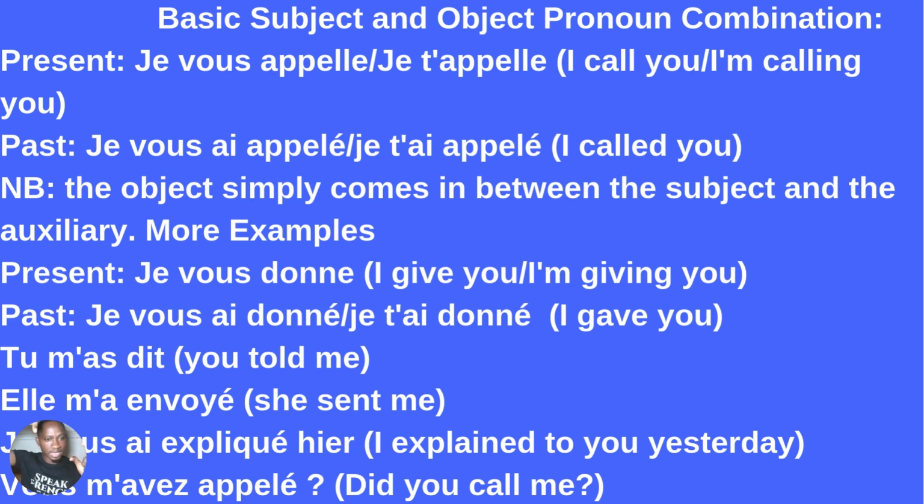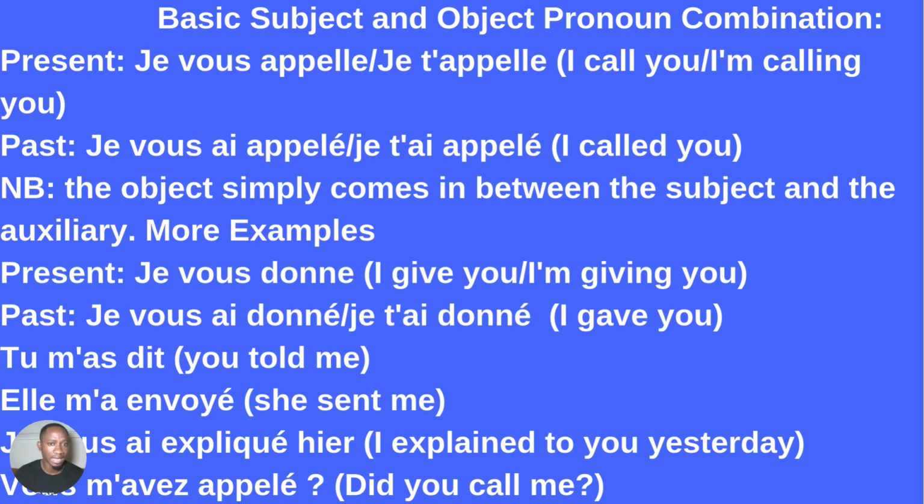So again, the object in between the subject and the verb, je te ai appelé becomes what? Je t'ai appelé. Je vous ai appelé. Je vous ai donné, I gave you. Je vous ai dit, I told you. Je vous ai envoyé, I sent to you. Very simple, right? Look at the examples we have there.